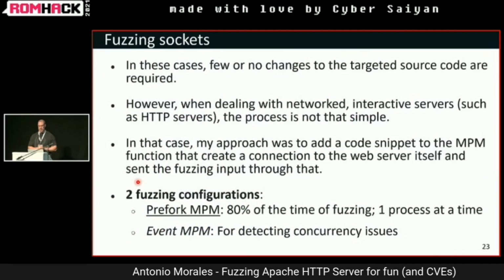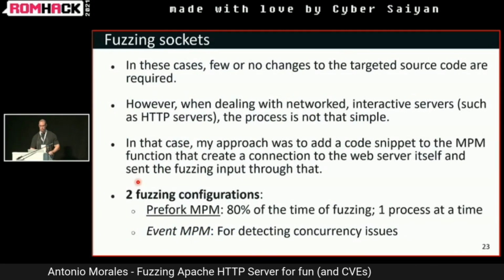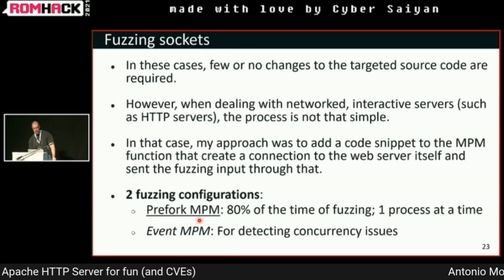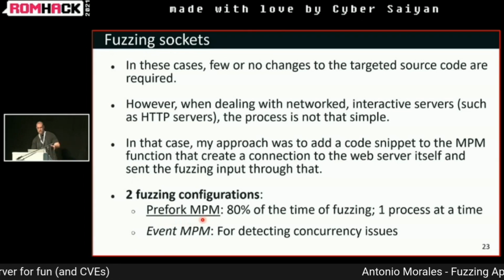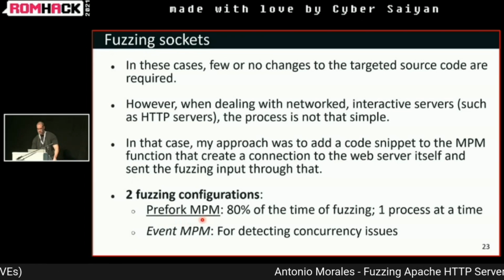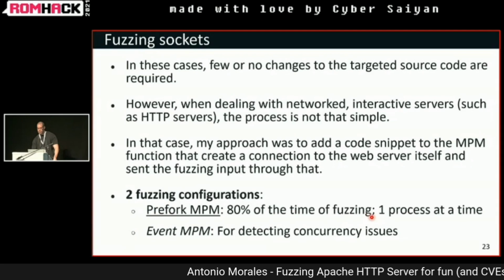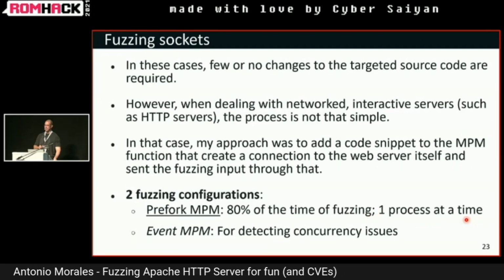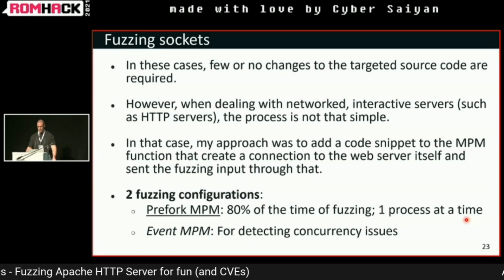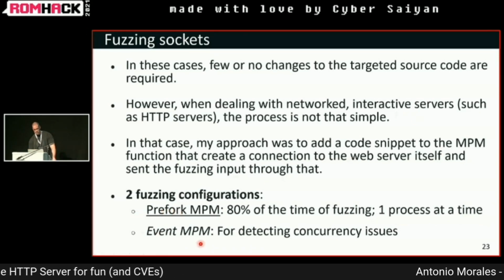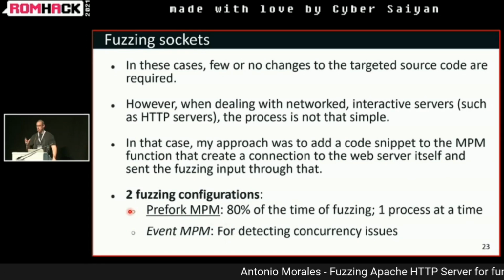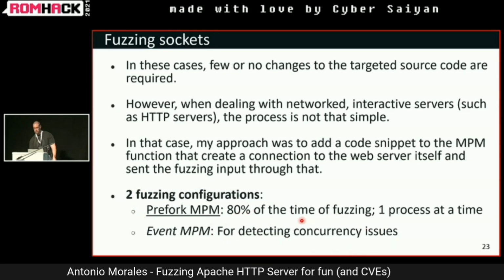And in my case, I use 2 different fuzzing configurations. Most of the time, mostly 80% of my time, I use the prefork MPM with only 1 process at a time, with the aim of getting good stability. But I also fuzzed the event MPM in order to catch concurrency bugs, so to catch concurrency issues.